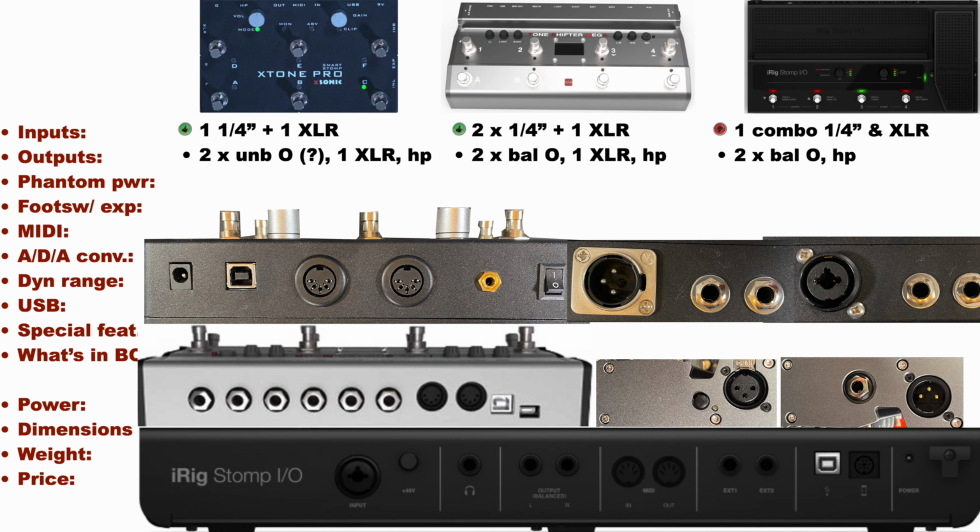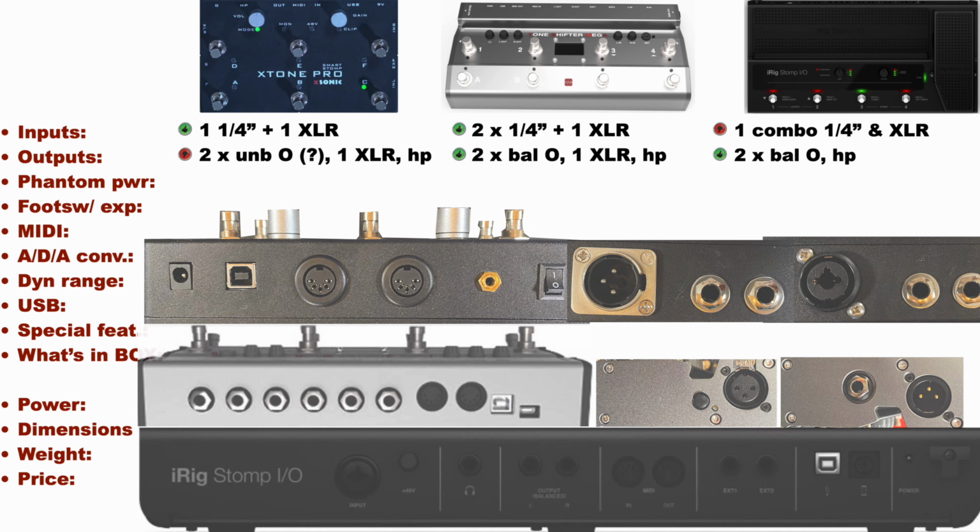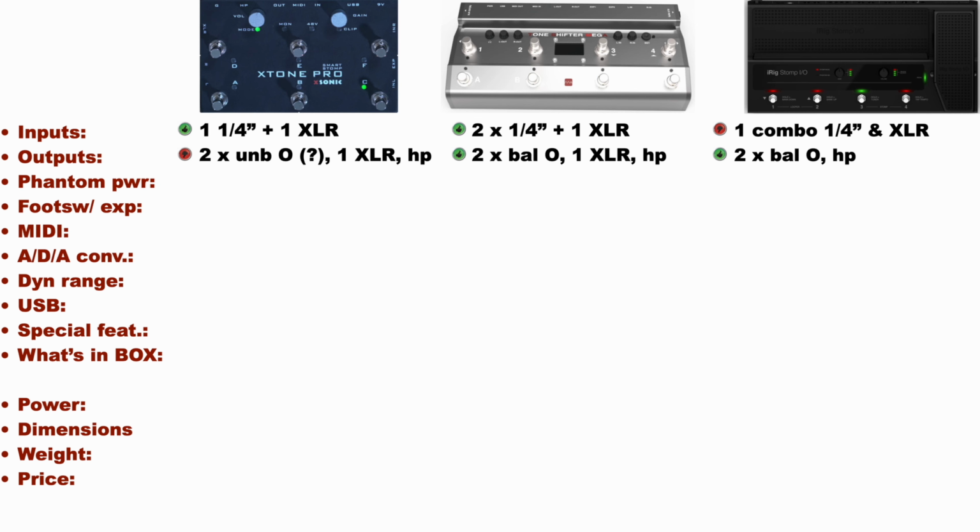As regards outputs, they all have a headphone out, the iRig has 2 balanced outputs, the Tone Shifter has 2 balanced outputs and an XLR out, while the xTone has 2 unbalanced outputs, as far as I understand, and 1 XLR. Here I would give a thumbs down to the xTone Pro, as you cannot have a stereo balanced output, which is pretty useful in live situations to use longer cables bringing out a stereo signal without noise. The xTone has a balanced output, but it is mono and cannot bring out our stereo effects.